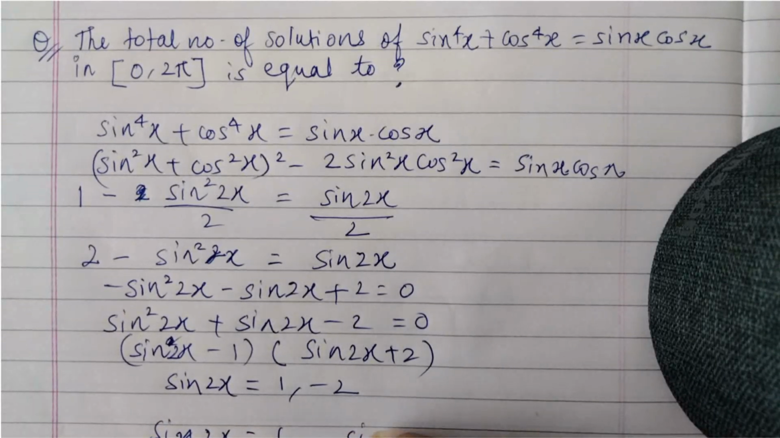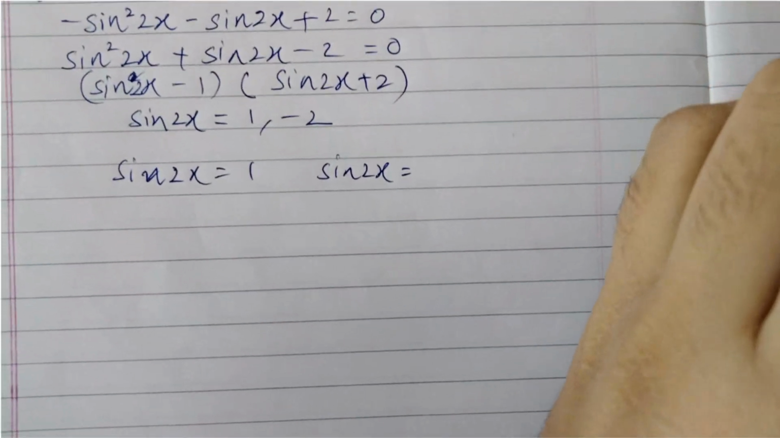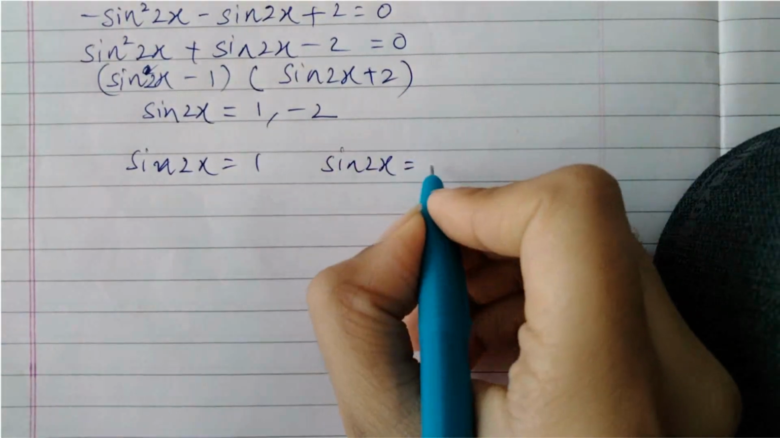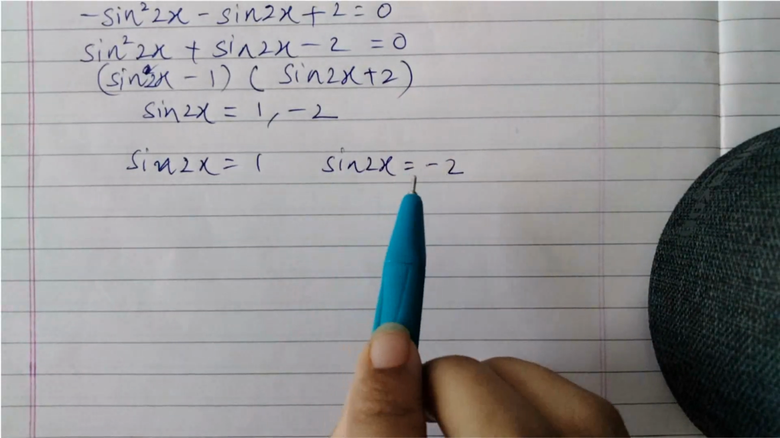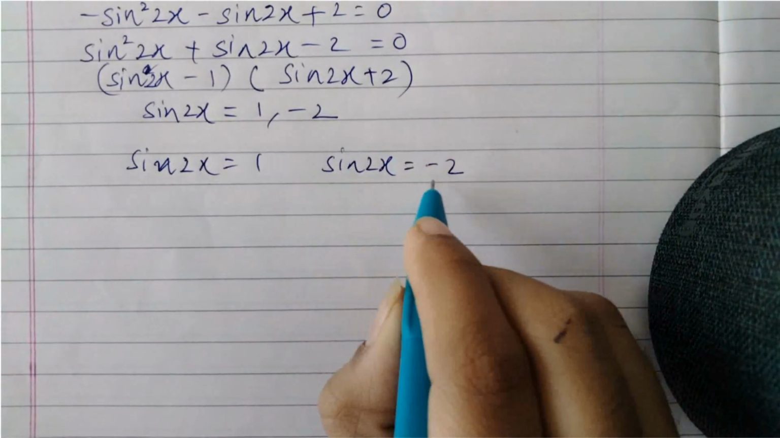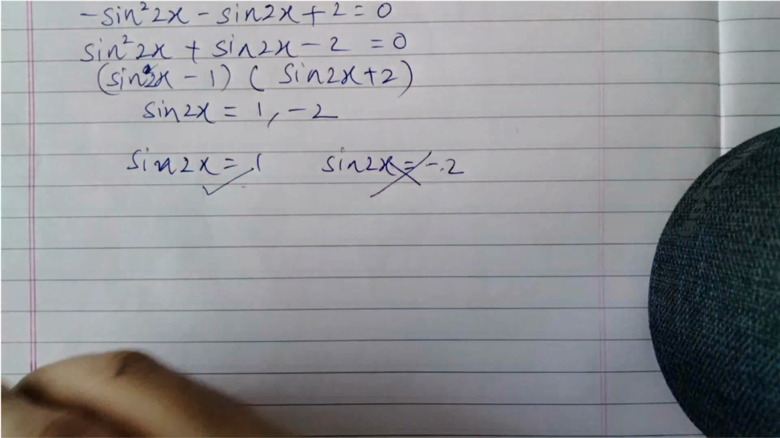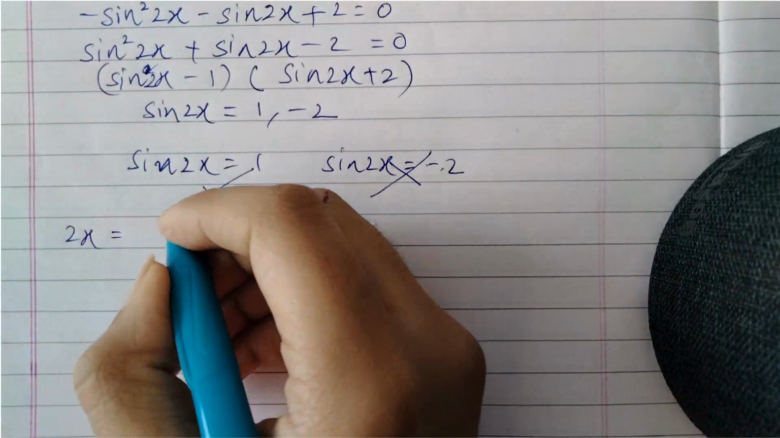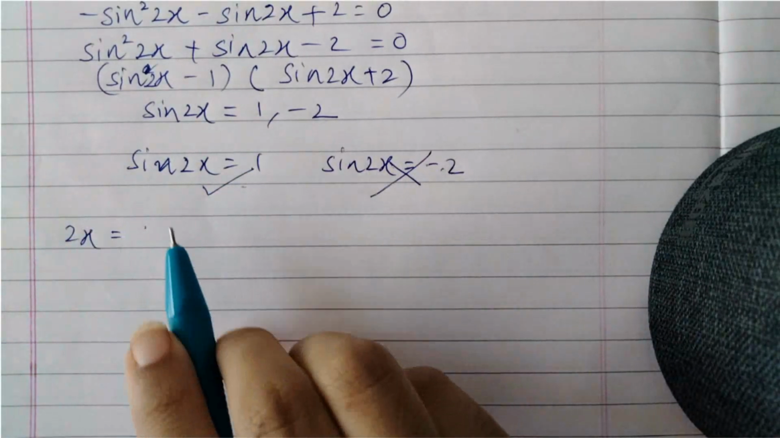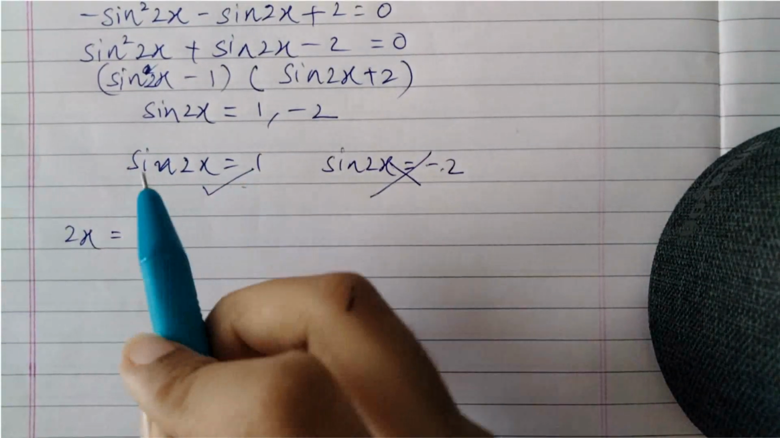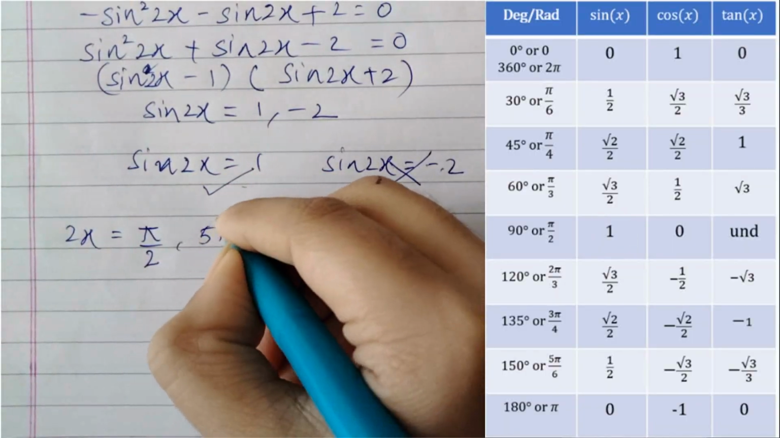We know that the range of sin 2x is from −1 to +1. So −2 is out of the range, so this is not a correct solution. sin 2x = 1 is the correct solution. So 2x is equal to the angles where sin is equal to 1, at π/2, which is 90 degrees, and 5π/2.